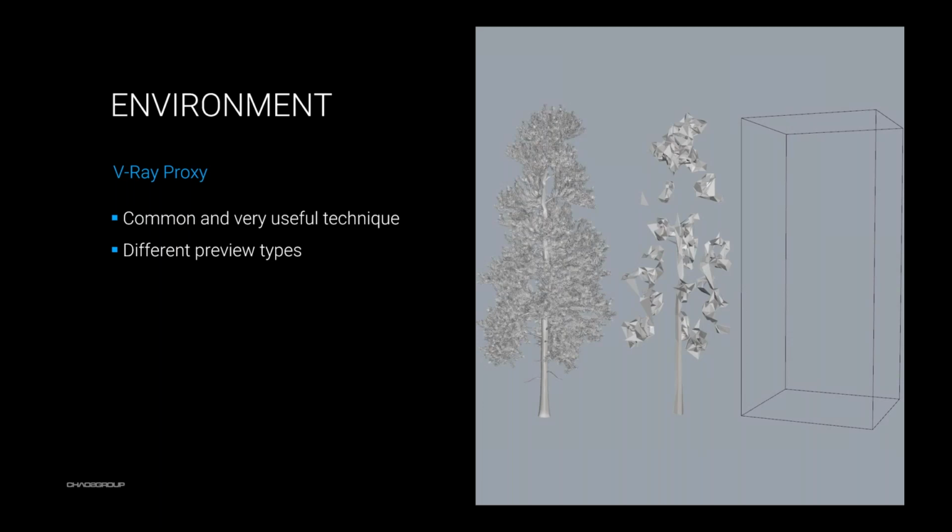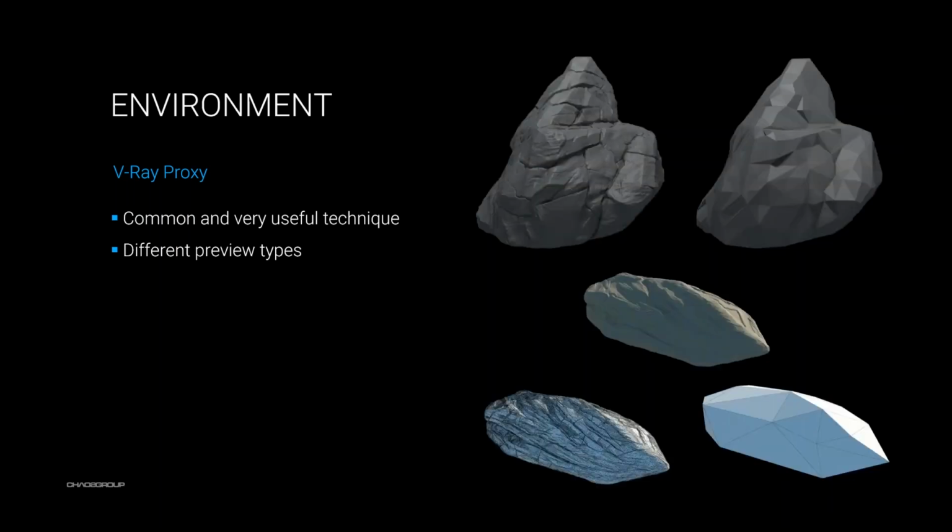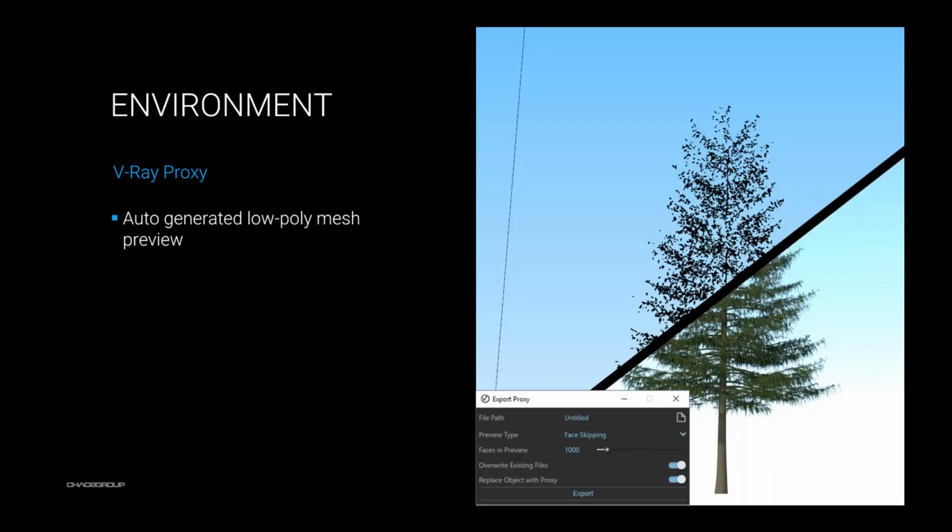And we have other options like the box preview or even a point. Here we can see some of the previews. And here we can see the simplified mesh in the upper part of the image and the rendered proxy in the lower part. As you can see, the mesh is simplified. It's really simple, but when you hit the render button, you can end up with a really nice geometry.